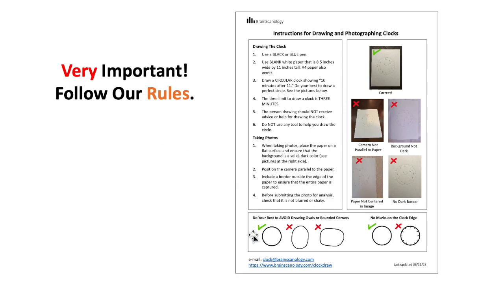First, let's look at the shape of the clock. Drawers should draw slowly and carefully and avoid ovals, and they should avoid putting tick marks on the edge of the clock, which is a common practice in drawing clocks. Not following these rules will result in erroneous scores.